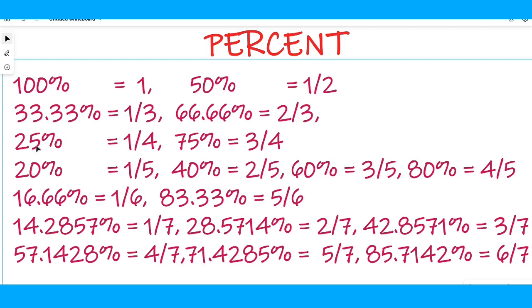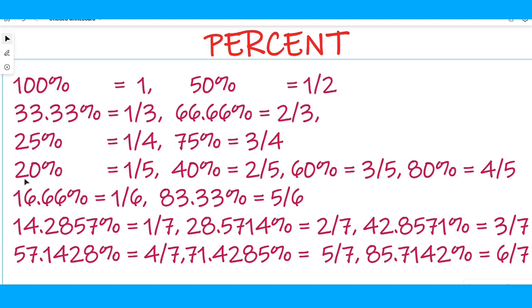25%. 25 is 1/4 of 100, so 25% is 1 upon 4. And double of 25%, which is 50%, is 1 upon 2. And 75%, which is 3 times of 25, is 3 upon 4. So this way we can calculate 25%, 50% and 75% easily by converting the percentage into fractions.